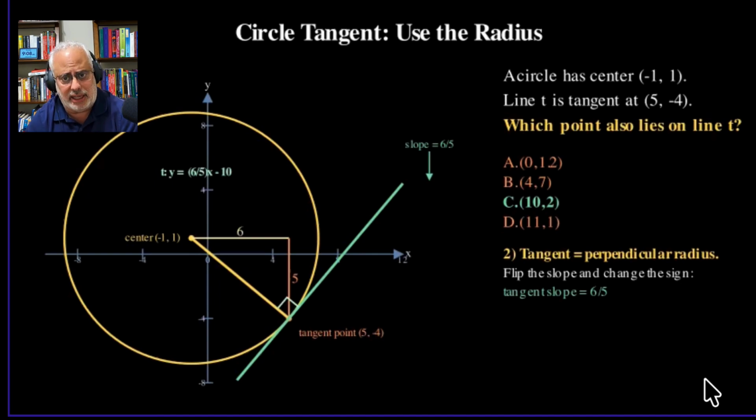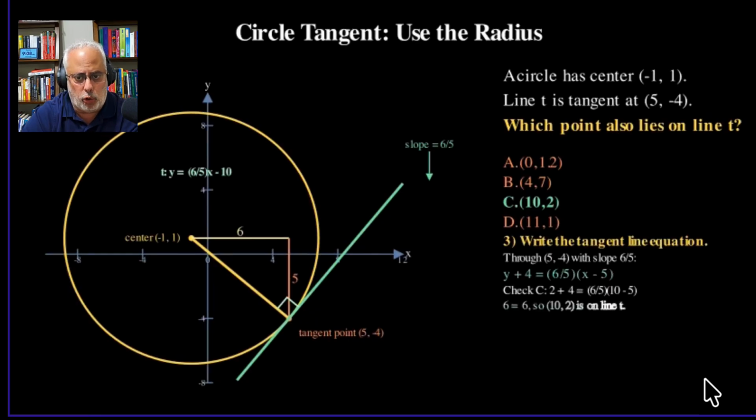So basically it's just simple. Create the equation of the line in point-slope form, which is y minus y1 equals m times x minus x1. You already have the m, and you already have the point, 5, -4. And this is what I'm going to show you here. So y plus 4, because it's y minus y1, y plus 4 equals m, the slope 6/5, times x minus 5. Now you have the equation, and you only need to plug in the 0,12, the 4,7, the 10,2, and the 11,1 to make your life easier.